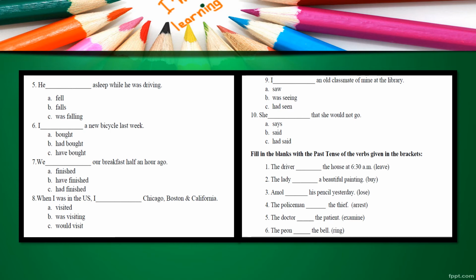The eighth one, when I was in the US, I dashed Chicago, Boston, and California. The options are visited, was visiting, would visit. Now the ninth one, I dash an old classmate of mine in the library. The options are saw, was seeing, had seen. The tenth one, she dashed that she would not go. The options are says, said, and had said.